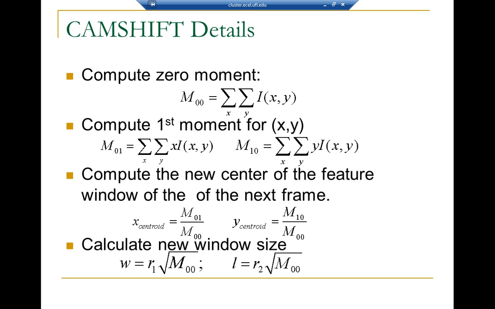In order to do this, the zero moment is calculated by summing the xy coordinates of the intensity. Then the first moment is computed by multiplying the x and y components of the image intensity. Then they're normalized to give a centroid, and the window size is just the square root of the zero moment multiplied by a ratio which was experimentally obtained.